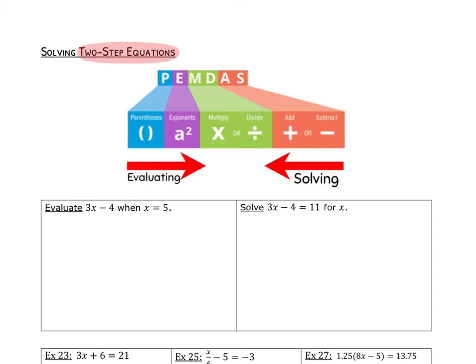Please excuse my dear Aunt Sally. Yeah, so PEMDAS is going to be super important when we're solving two-step equations, which is what we're doing today.